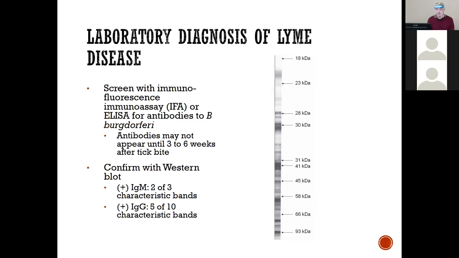You can actually find this in the tick. So we can take the tick and do our staining for the spirochete out of the tick gut, and that's how we would detect it in the tick itself. But for confirming tests, this is what you need to know for the board, because they always ask this on a board question. For Lyme disease, you confirm it with Western blot.